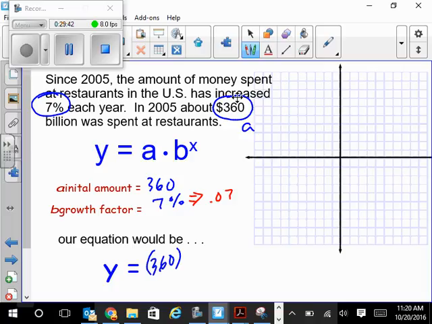Once they say what happened in the 5th year, then you put a 5 in place of the x, and then you punch into your calculator. What happened in the 10th year? Then you punch it in. All right, so here's the deal. Here's the part you need to know.